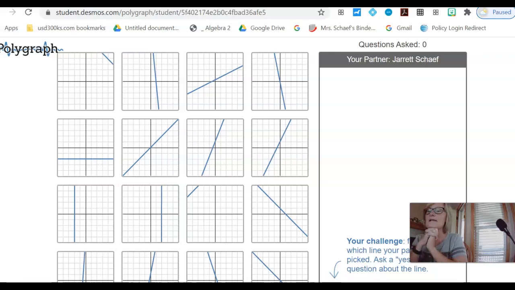Okay, so this is an example of a Desmos Polygraph activity. And so I have been linked with a partner. His assignment is to choose a line, and then I am going to ask questions of him.